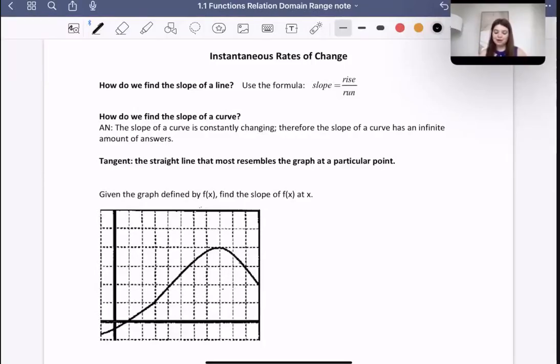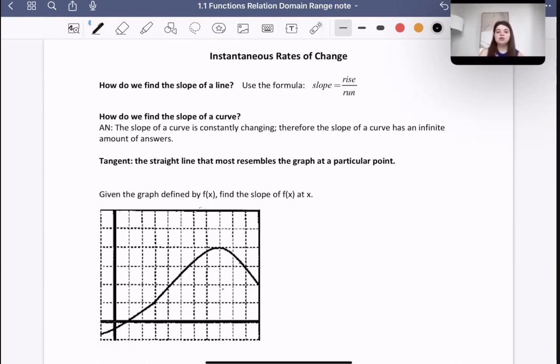Hello, everyone. Welcome back. Today, we're going to be talking about the instantaneous rate of change. So, last time we talked about the average rate of change, which is basically the average slope between 2 points of a curve or a line itself, right? And we know that to find the slope of a line, we use the equation slope equals rise over run, or delta y over delta x, or whichever way you'd like to phrase it.